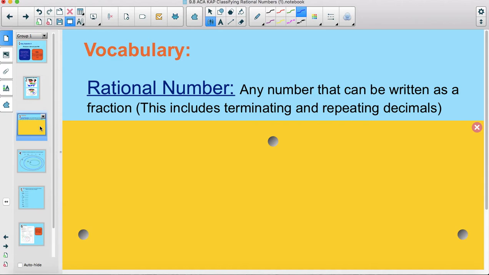So take a second as we go through our vocabulary. If you feel like I'm moving too fast and you need to pause so you can write it down, go ahead and pause the video whenever you need to, and then push play when you're ready to move on.